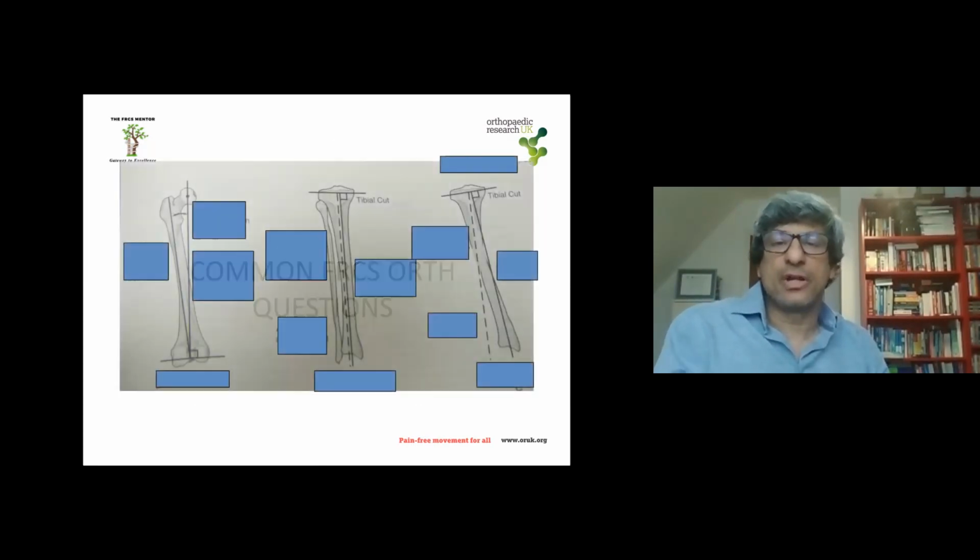So the common FRCS questions. Imagine that you are in the basic science viva, and the examiner asks you, have you been involved with knee replacements? And your answer will be yes. Then I'll ask, what do these two lines represent? So what does this line represent, and what does this line represent? The answer would be, yes, I have been involved with knee replacements.